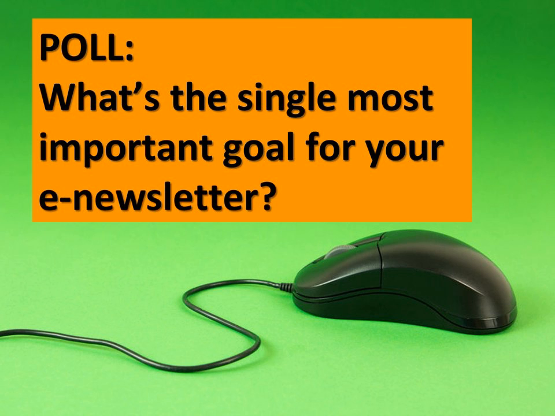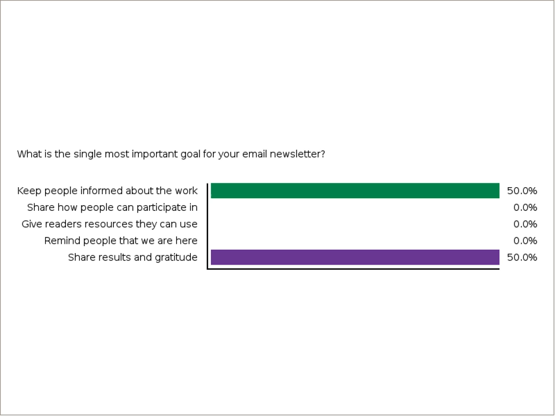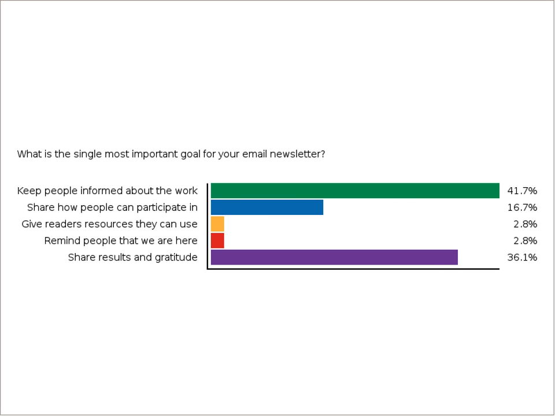I only want you to pick one. Pick one of the things that are on your screen. So you should have this screen poll now where you can actually click on the little bullet next to the one that best represents your top goal, single most important goal for your email newsletter.